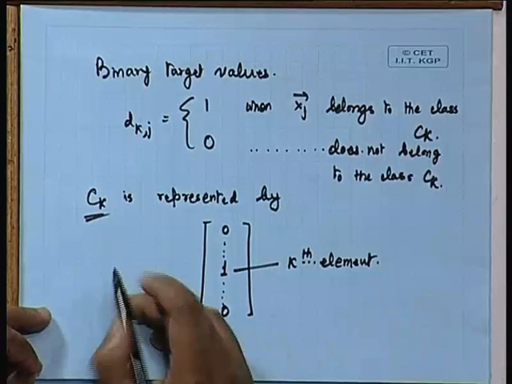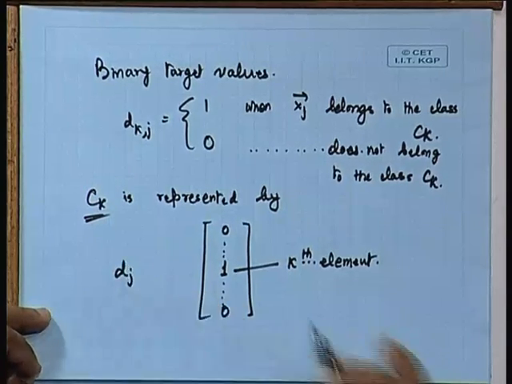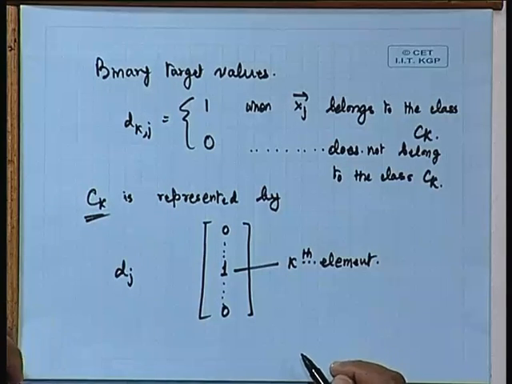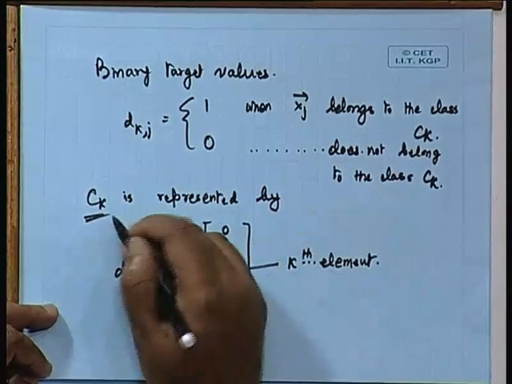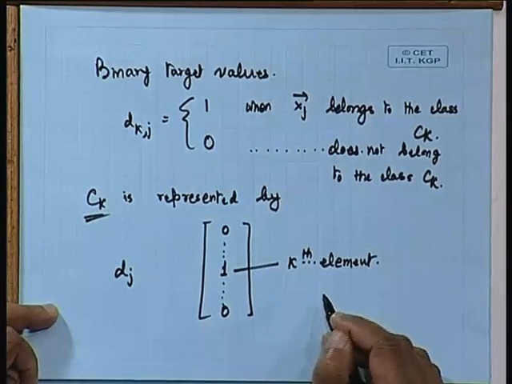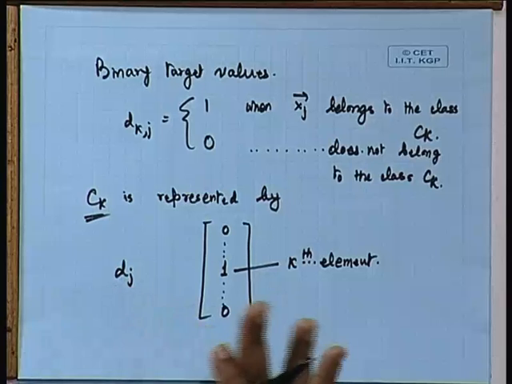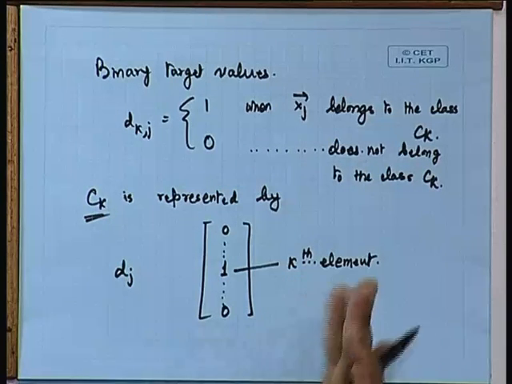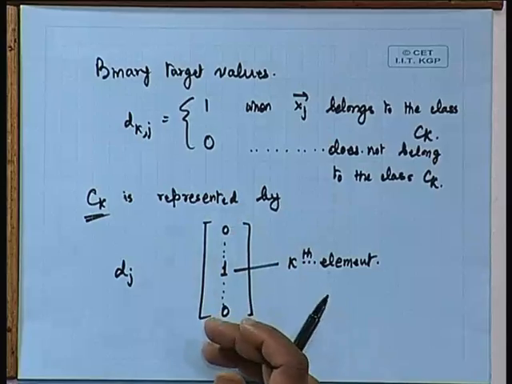This is dj. So, Ck is a class pertaining to the pattern xj, simply that. We have m number of elements in it, because it could be in one of the m classes, and only at the right class we are going to put a 1 and all other elements are going to be zeros. Understood? No confusions?